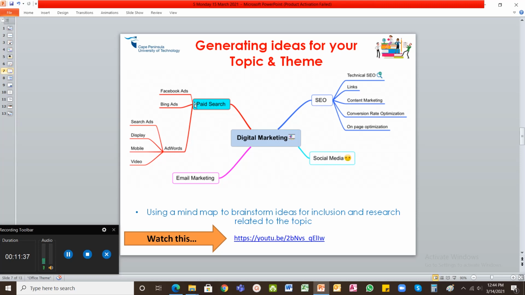From paid search, we looked at Facebook, Bing ads, AdWords, and from AdWords, we looked at different branches within that subsection. Social media: Facebook, Twitter, WhatsApp. Then you can look at paid, unpaid. So you will branch off into different areas of thought. Now, all of these might not be included in your research, but you need to get all your ideas out of your brain onto a piece of paper. And that is where you need to start, right? So use a mind map to brainstorm ideas for your research; they may or may not be included.